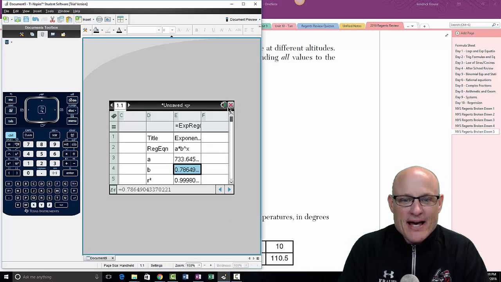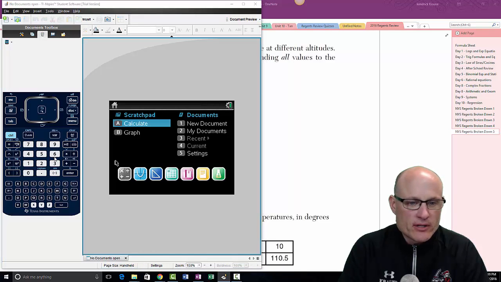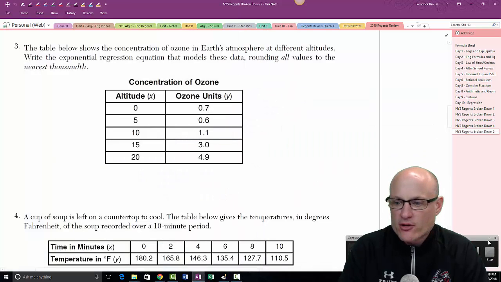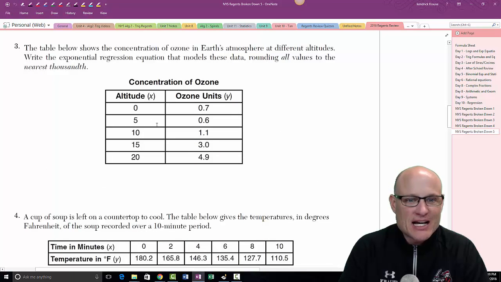Okay, I'm back. We're going to be doing this again, so just clear out everything. We're going to be doing another regression this time. We have altitude versus ozone units, and it looks like we're doing another exponential regression. There it is, exponential regression.